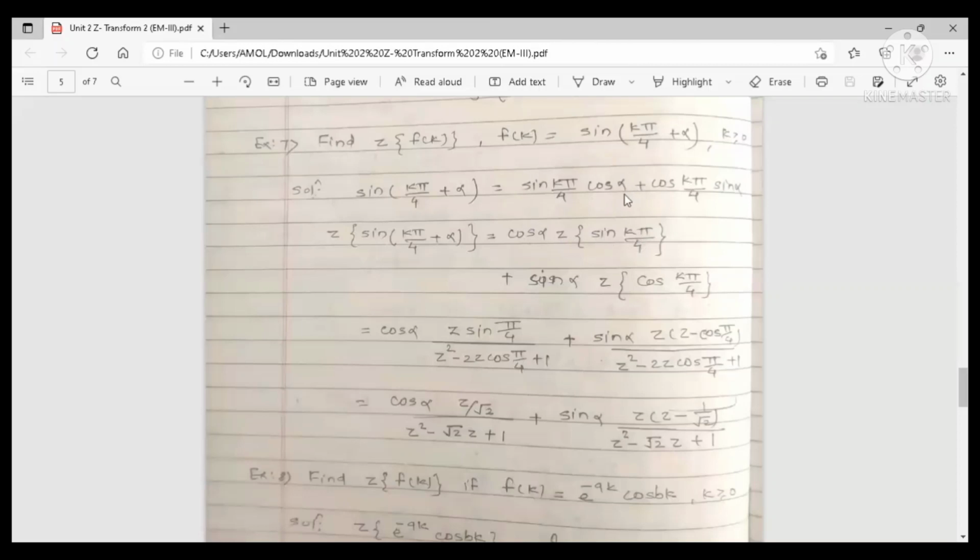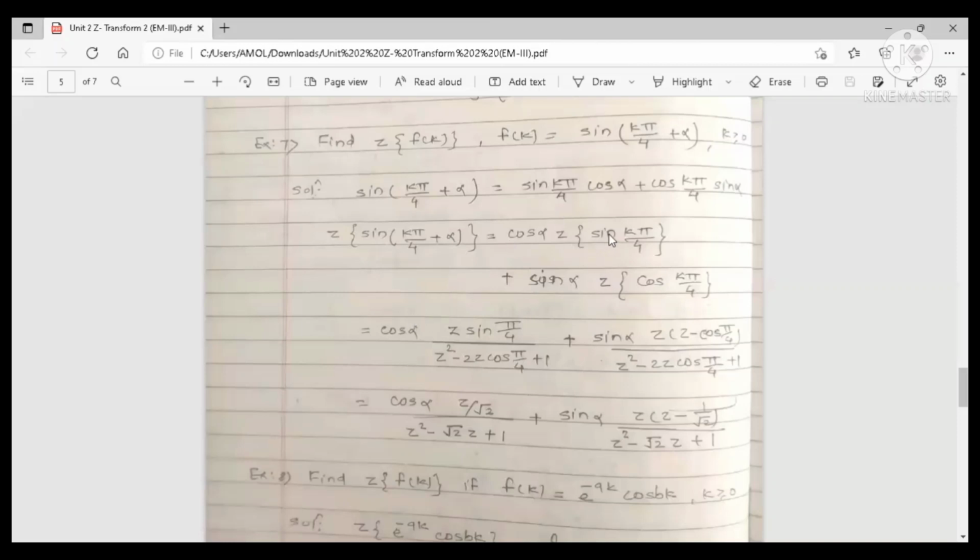Because in the sequence in RHS, there are two terms. In these two terms, sine k pi by 4 is the sequence term and cos k pi by 4 is the sequence term. Cos alpha and sin alpha are the constant terms. So here in RHS, it is equal to cos alpha into Z transform of sine k pi by 4 plus sin alpha constant. So write as it is sin alpha into Z transform of cos of k pi by 4. Okay. Now next step, cos alpha as it is.